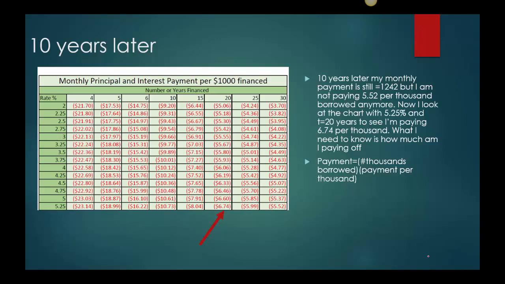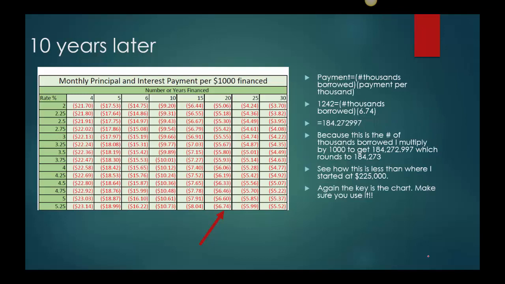So I'm still paying 5.25% interest. That's not changing. But I need to switch on over to 20 years to see that now I'm paying $6.74 per thousand. What's happening is I'm paying more toward the balance, right? So that's how this is changing. So what I need to know is how much am I paying off? So our kind of generic formula here is my payment is equal to the number of thousand borrowed times the payment per thousand.